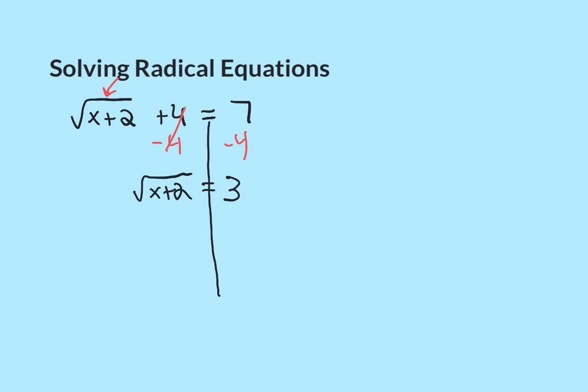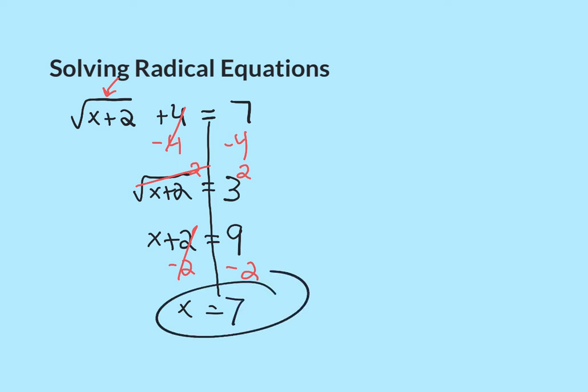Once the radical is isolated, I need to get rid of it. So how do you get rid of a square root? We would square it. Whatever you do to one side, you need to do to the other. So squaring a square root would cancel it out and leave you with whatever's underneath. So x plus 2 equals 3 squared is 9. And then, now all I'm left with, minus 2, minus 2. So x equals 7. And then remember the last slide, check for extraneous solutions.